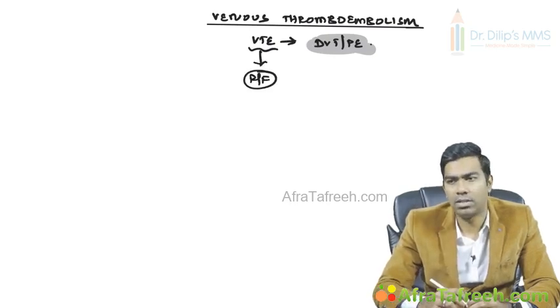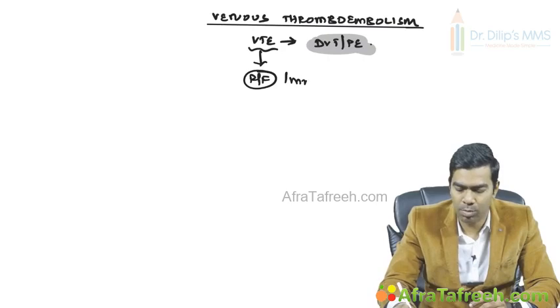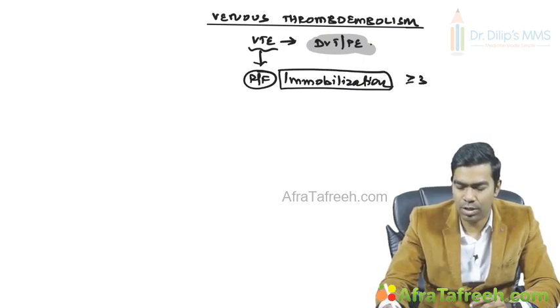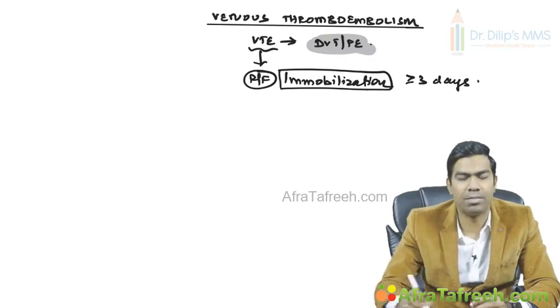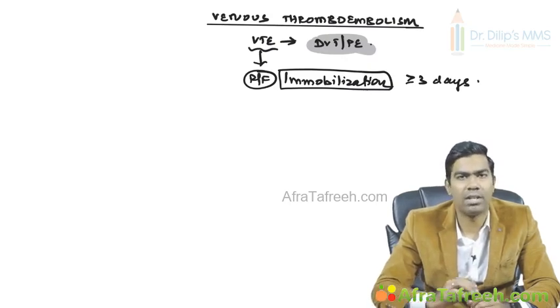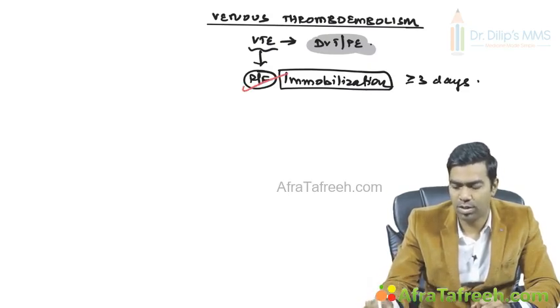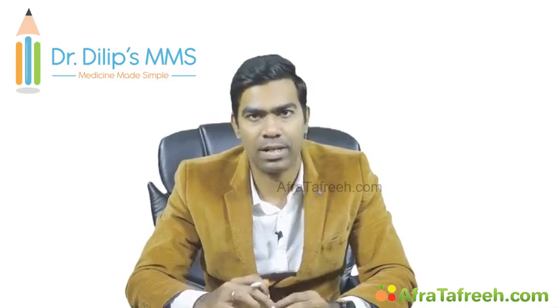The first thing that should come into your mind as a risk factor in venous thromboembolism is immobilization. Any immobilization for more than or equal to 3 days in the last 3 months is a very, very significant risk factor. This is the topmost important risk factor for developing DVT and in turn a pulmonary embolism. Apart from that, there are some exceptions, where long flight travel for more than or equal to 8 hours is itself a risk factor for developing a DVT and a PE.